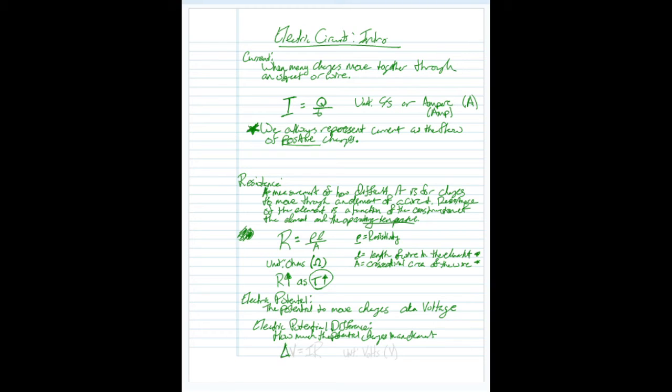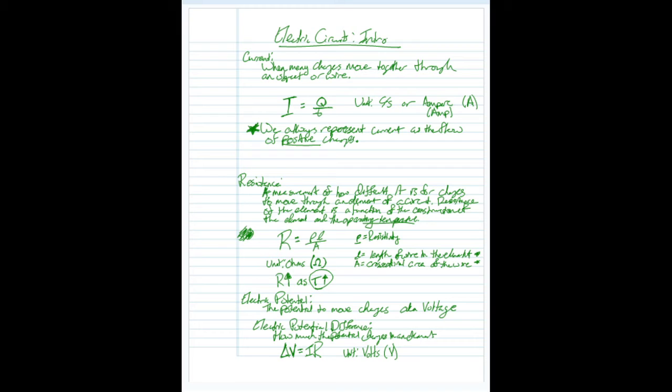We're going to use delta V to represent this electric potential difference, and it's equal to IR. This equation here is the most important equation for the electric circuit unit. V equals IR is as important as F equals MA. Our unit is going to be the volt, abbreviated with a V. This is one of the few times where the variable and the unit are both the same letter.